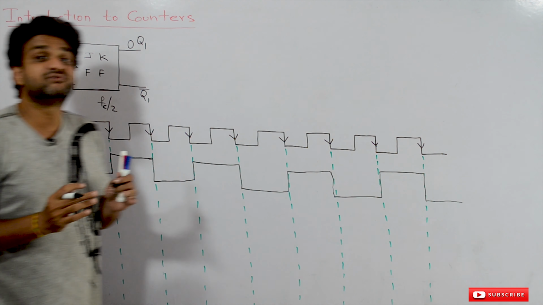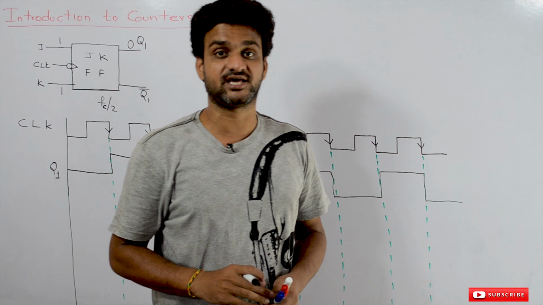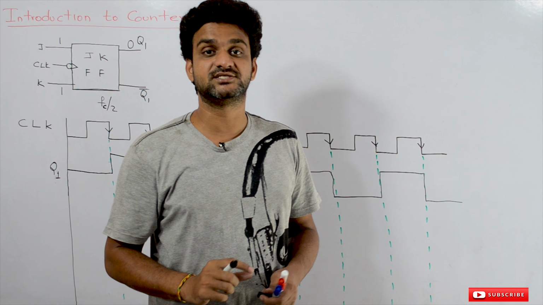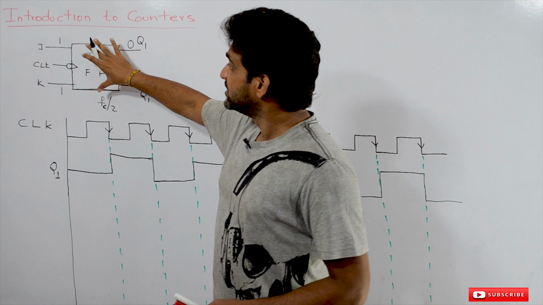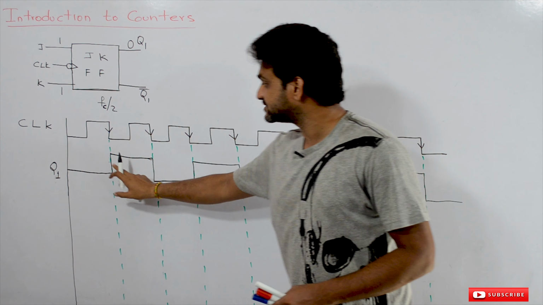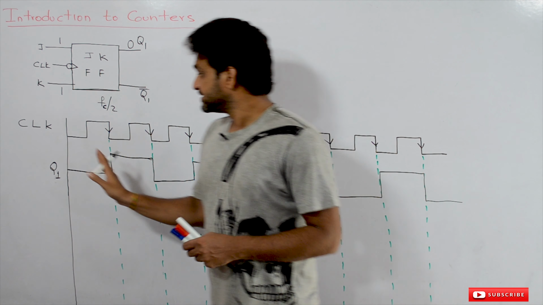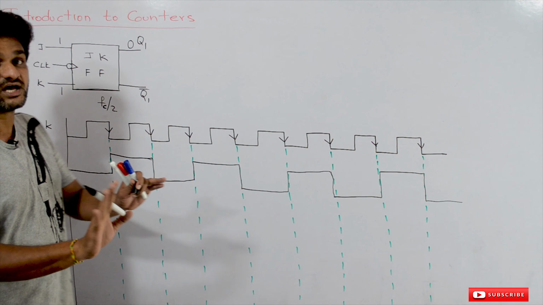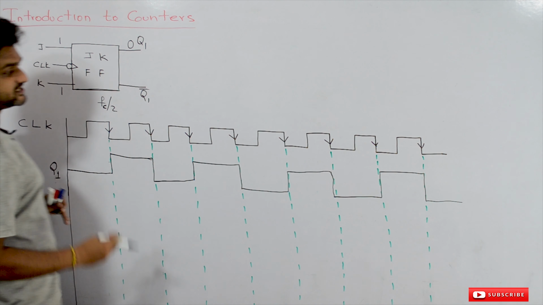So if you want to divide the clock frequency by 2, it can be done by using a JK flip-flop. It is one of the applications that you need to remember. By using a JK flip-flop, we can reduce the frequency of the clock by 2. Now with this we have seen the way in which Q1 will behave. The output will get generated at Q1.